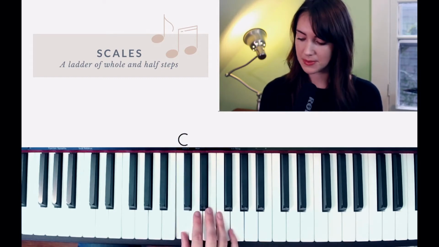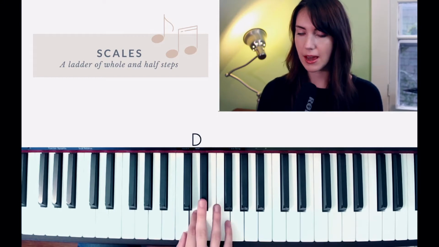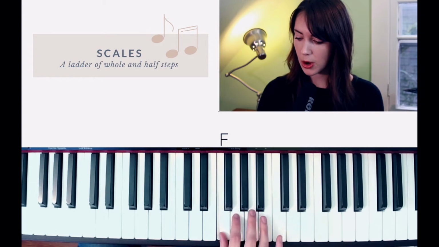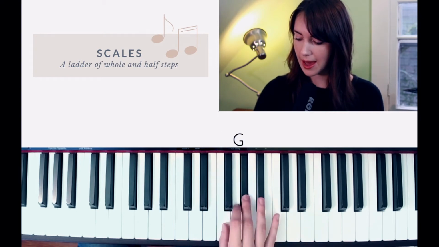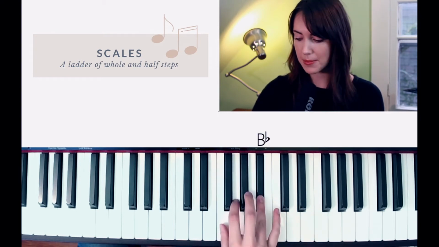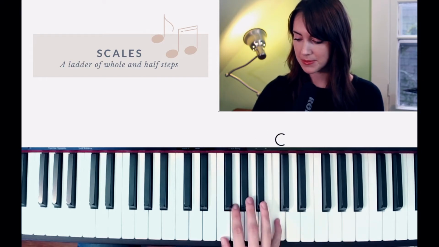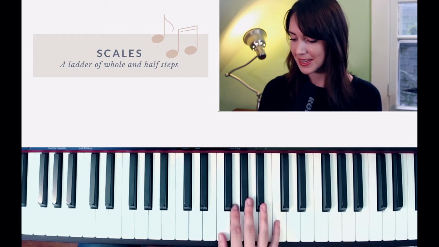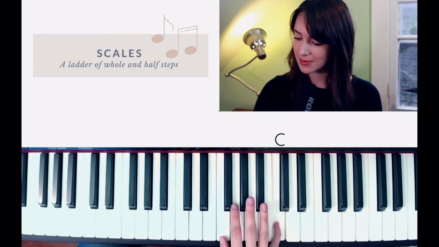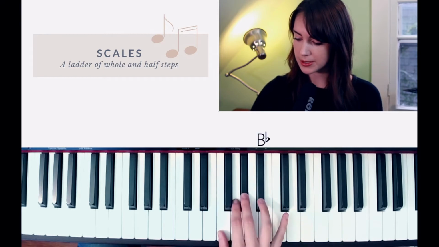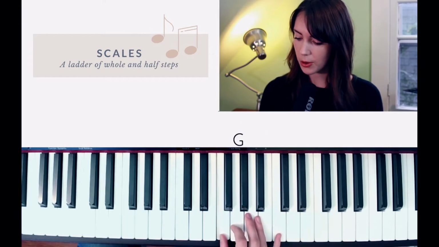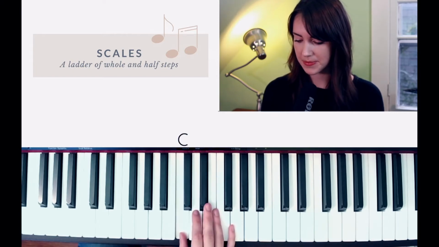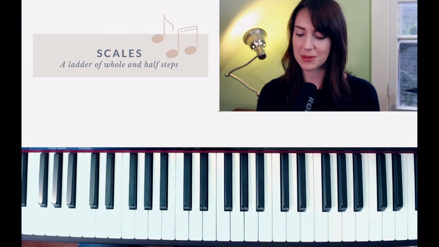Starting from C, we go up a whole step, now up a half step to E flat, then a whole step, a whole step, a half step, a whole step, a whole step. So it's just as easy, but the combination is a little bit different. Okay, let's come down. So C, whole step, half step, whole step, half step, whole step. Again, that applies from any note on the piano.